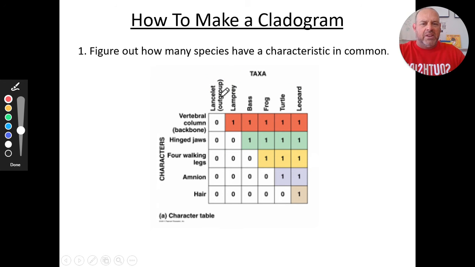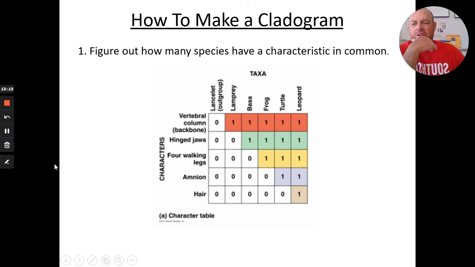So in this case, the lancelet doesn't have any of them, okay? It doesn't have any of them, and it's called the outgroup, which I'll get to in a second on the next slide or two. Lamprey just has the one, bass has two, frog, three of them, turtle, four of them, leopard, all five of these guys, okay? So you can kind of see how things may have evolved and which ones would have been more related to others just by looking at what characteristics they have in common. You just put a 1 if they have it and a 0 if they don't.